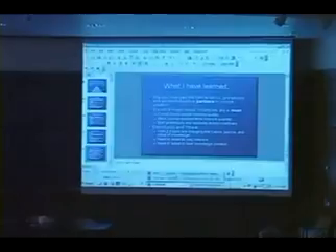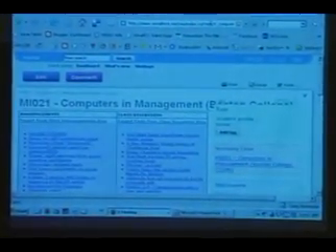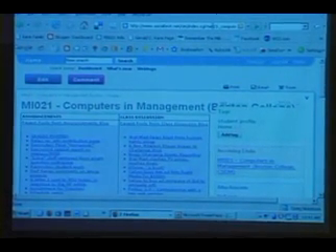So here is the wiki, MIO 21, and this can be found like Web 0.5.